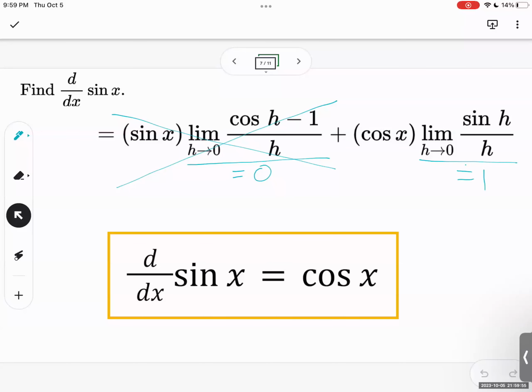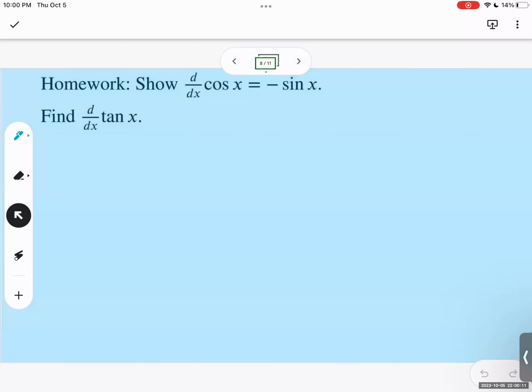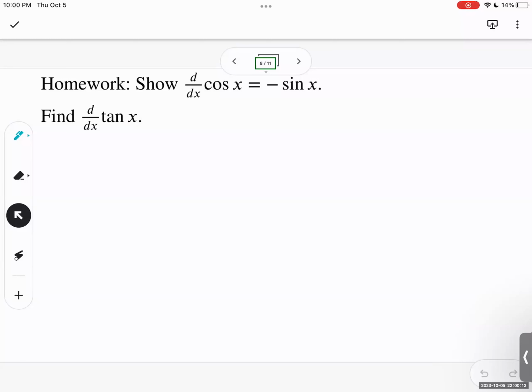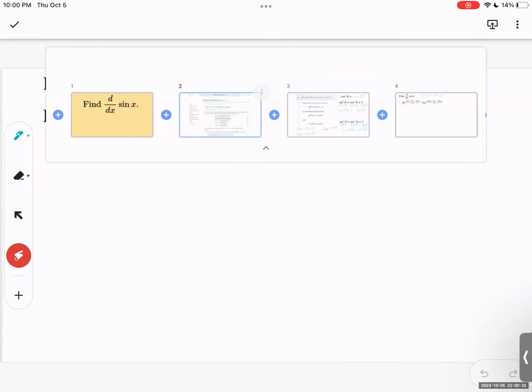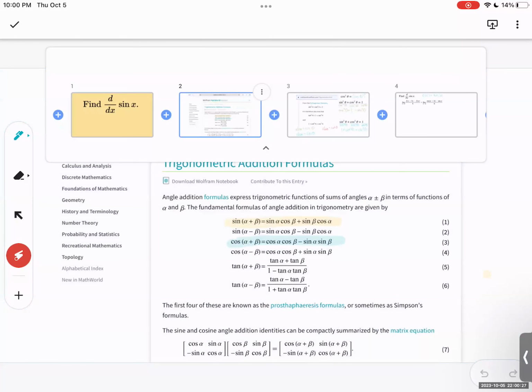So it becomes really nice when finding derivatives of certain trig functions. It would be really, really nice if the derivative of cosine was sine, but unfortunately that's not how it works. For homework, you're going to follow a similar pattern to what we did here and show that the derivative of cosine x is equal to negative sine x. So that's why you're going to need this formula.